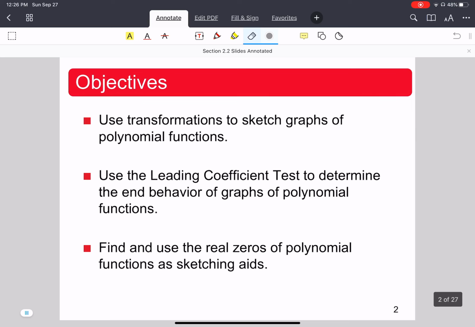Some of the objectives of this lesson are using transformations to sketch graphs of polynomial functions, using the leading coefficient test to determine the end behavior of graphs of polynomials, and finding and using the real zeros of polynomial functions as sketching aids.